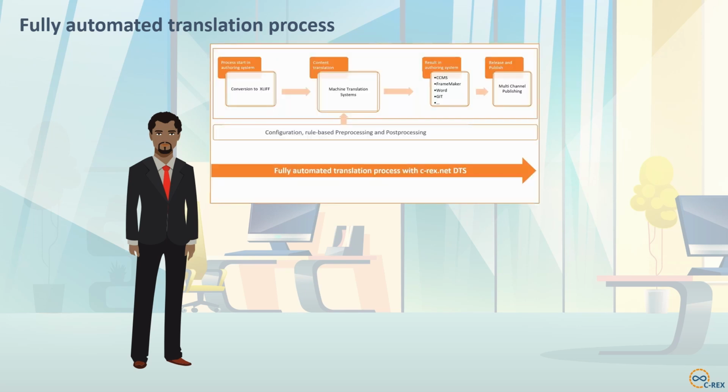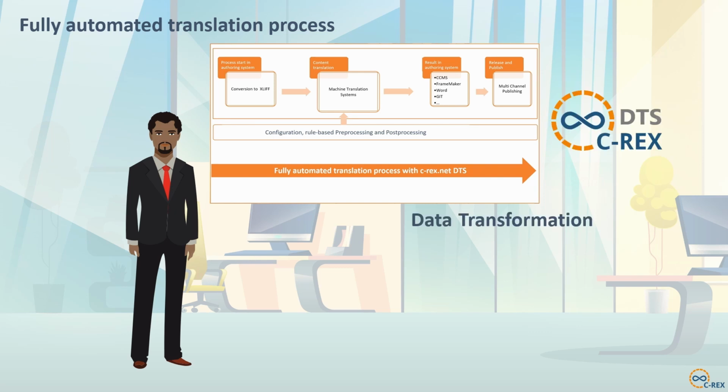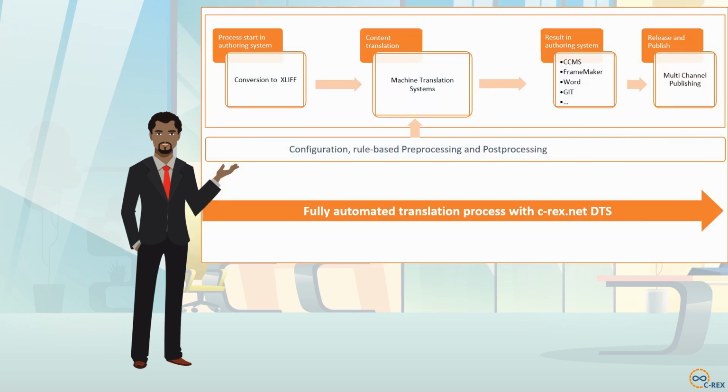And today? Today, the translation process at Mike's company is automated. The communication and configuration work that was previously carried out by the language service provider is no longer necessary. The process control and configuration is now handled by Xerex.net DTS, our data transformation service. Xerex.net DTS is integrated into the corresponding authoring system in such a way that once the information has been completed, translation and publication are started by the author at the push of a button.